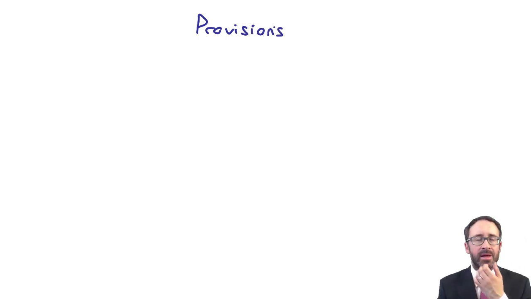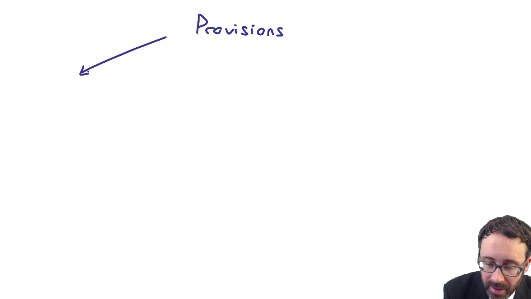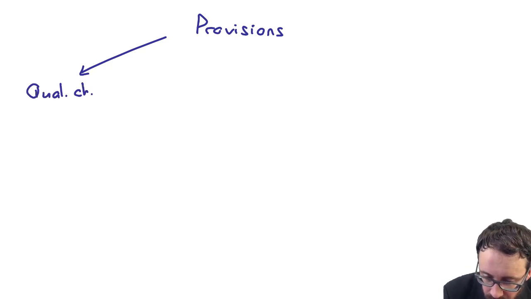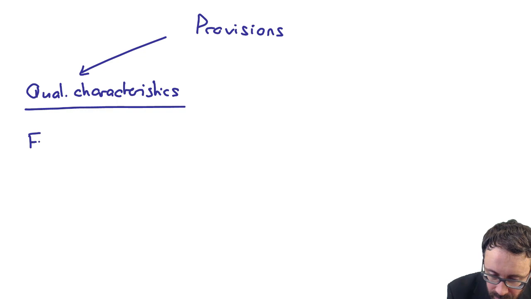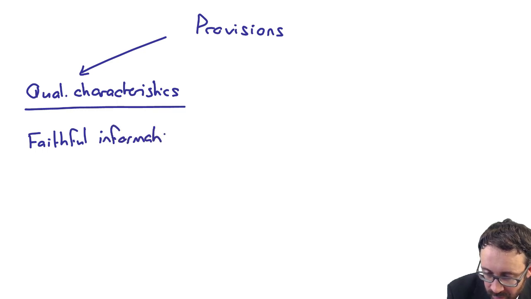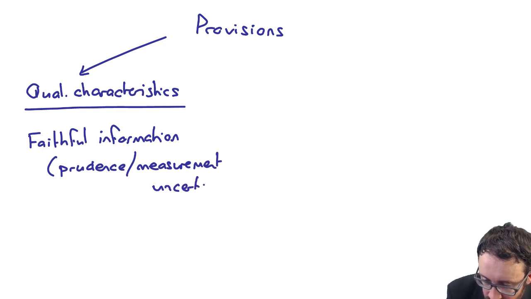If we then go through there, think about provisions. I think you start to pick up the picture in terms of your provisions. So again, we can think about the qualitative characteristics. When you're thinking about your qualitative characteristics, again we're thinking back to faithful information, or faithful representation, because again we're bringing in an element there of prudence, and also measurement uncertainty.